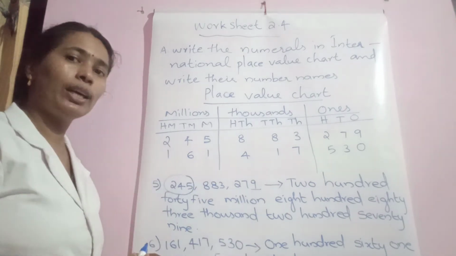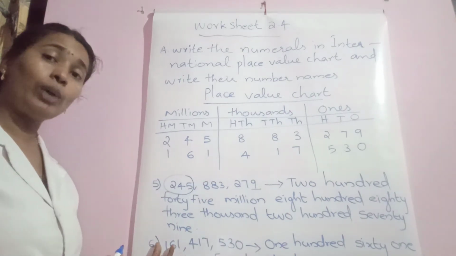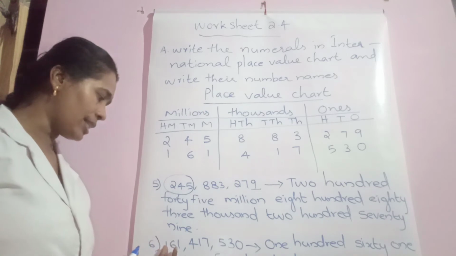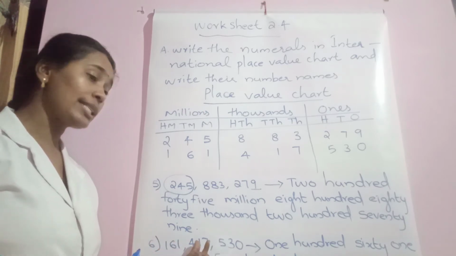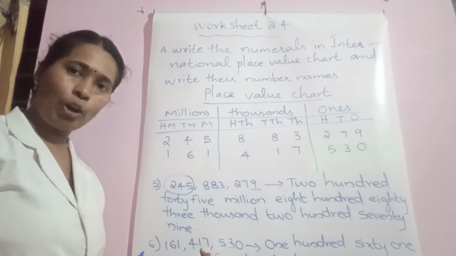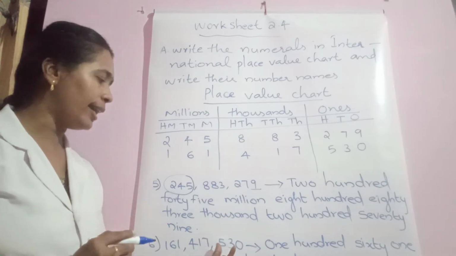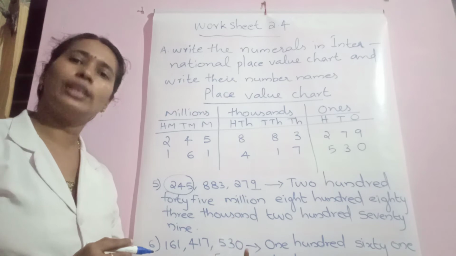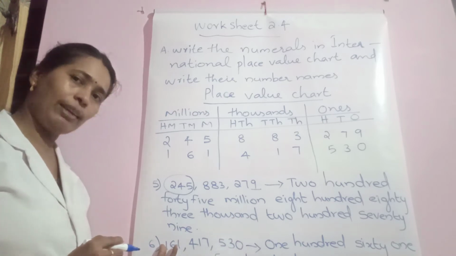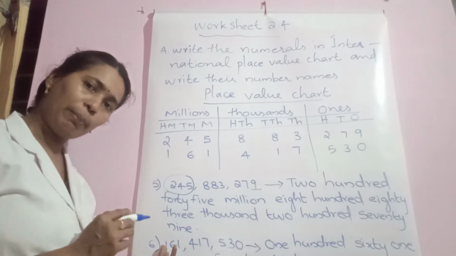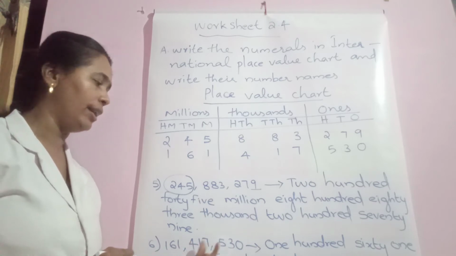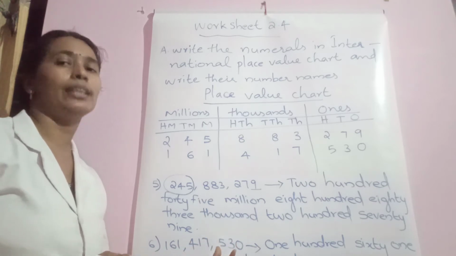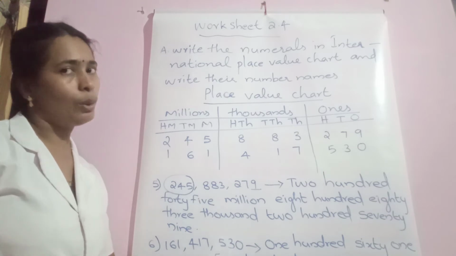How to write in words? 161 together. 161, instead of comma, million. 417, instead of comma, thousand. Then 530. So 161 million, 417 thousand, 530. That is the required one.